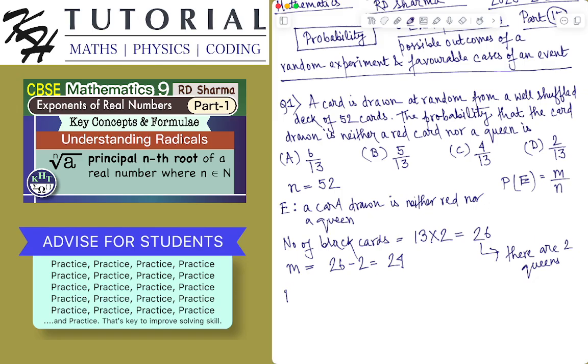So now clearly we can say that the probability of the event E will be small m by n, which is 24 by 52, which after cancellation is 6 by 13. So 6 by 13 is the probability that a card drawn randomly from a well-shuffled deck of 52 cards will be neither a red card nor a queen.